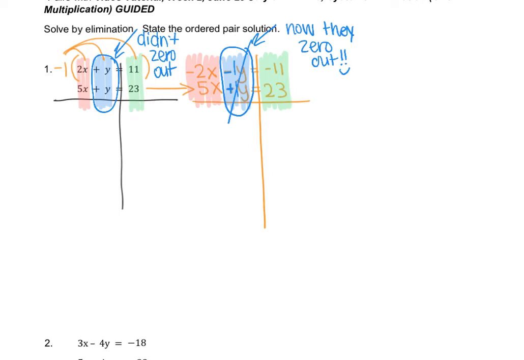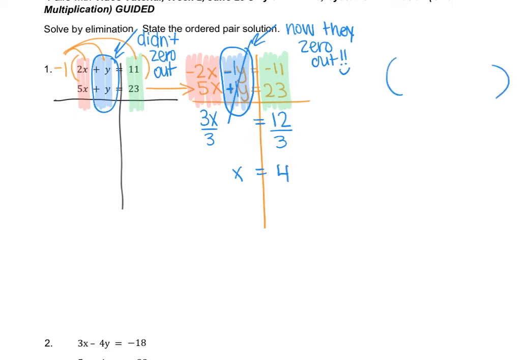So 5x minus 2x gets me 3x. 23 minus 11 gets me 12. You see what I mean? I'm still positive across the board there. If my bottom one was the one I had made negative, I would have had negative 3x and negative 12. I just don't like negatives. If I can avoid them, I do. I divide everything by 3, and I get x equals 4.